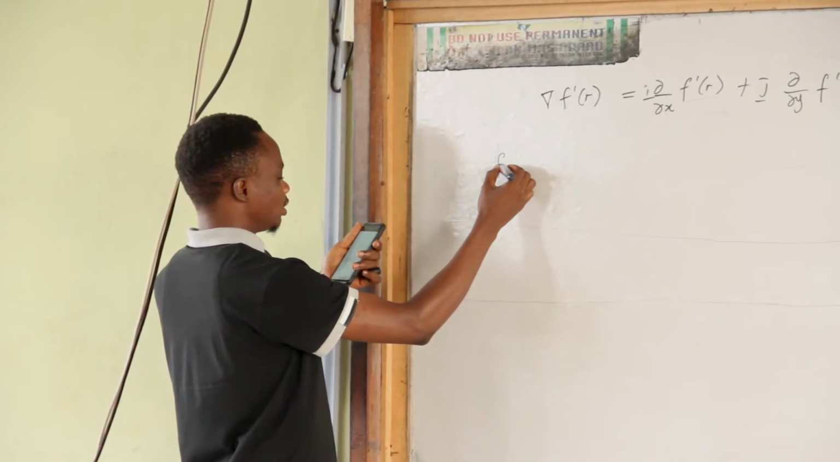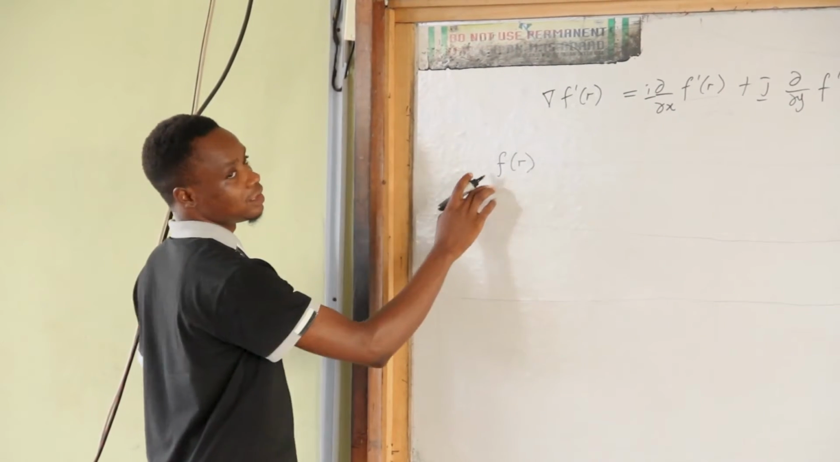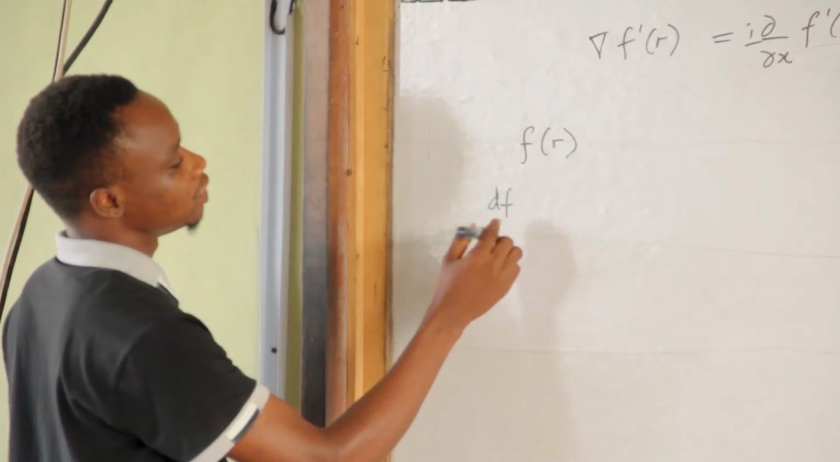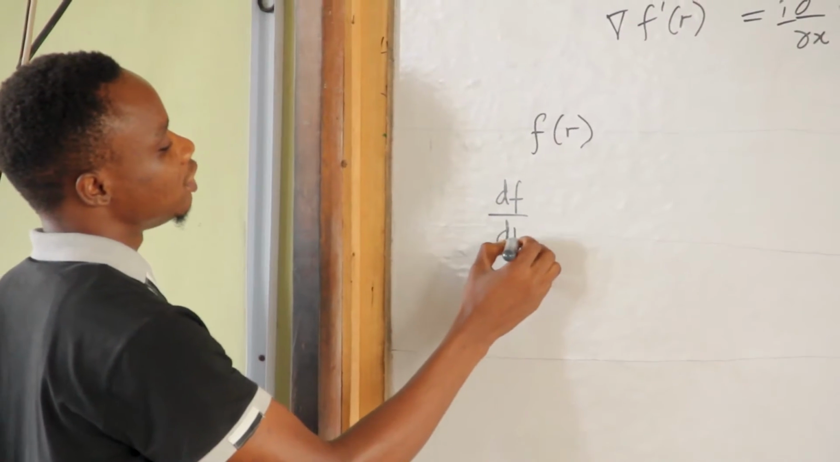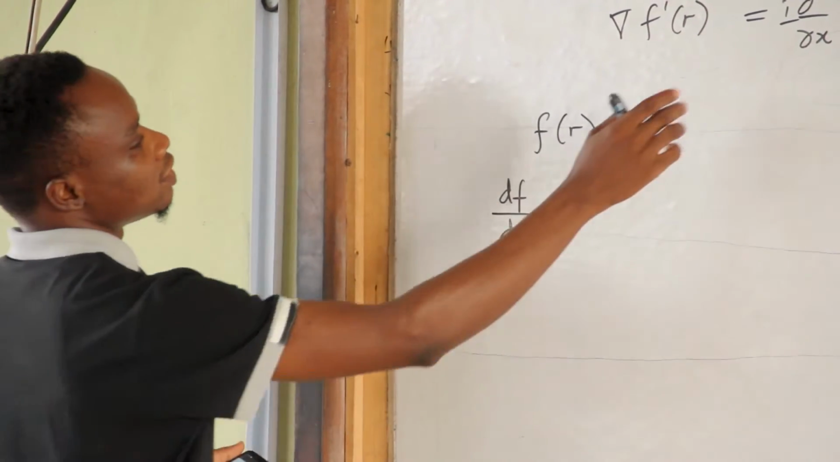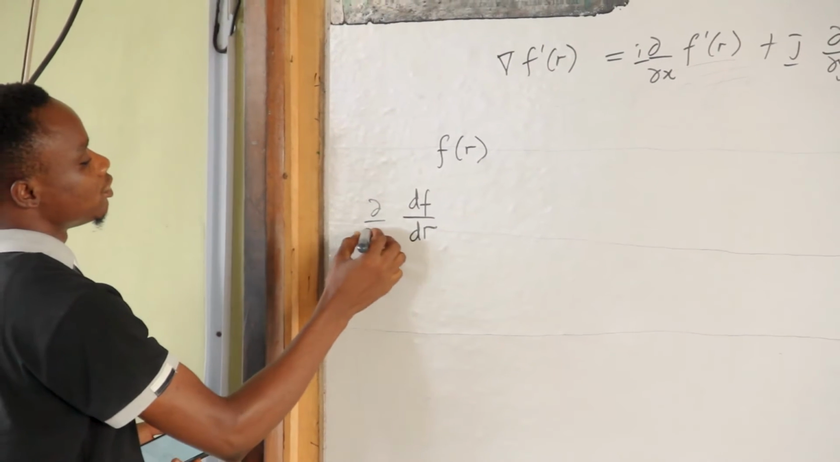You know that in this case, you have f prime of r. f is a function of r. So if I want to differentiate this with respect to r, if I have something like f of r, and I want to get the derivative of this with respect to s.